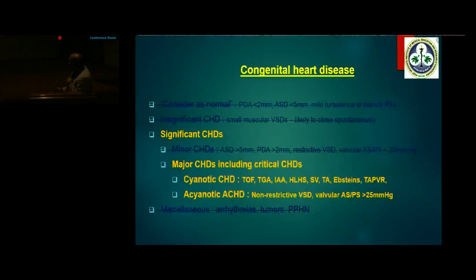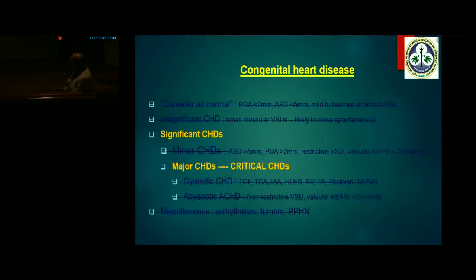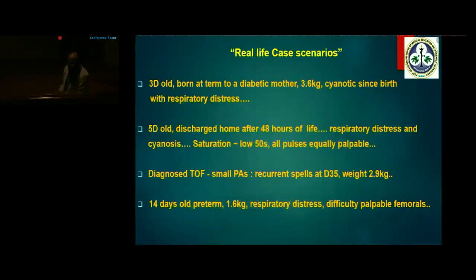So small ASDs, small PDAs, restrictive VSDs, mild moderate valvular stenosis, nothing, it's not going to cause mortality or significant morbidity. It is this portion, major congenital heart disease, TGAs or interruptions or single ventricles or Ebstein's, these are very, very, very important, especially the critical congenital heart disease. This is very common when we, especially people who address children with heart disease or any pediatric team will understand. This is very, very common finding what we see in day-to-day practice.